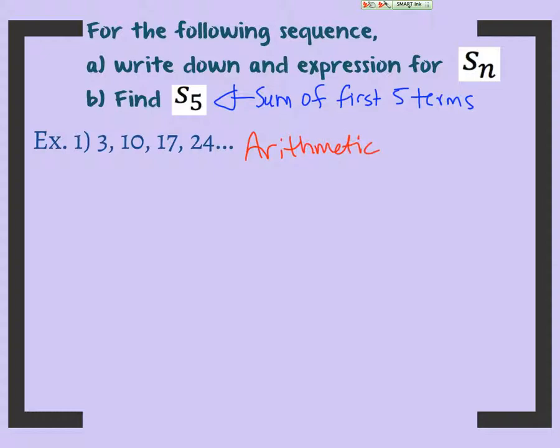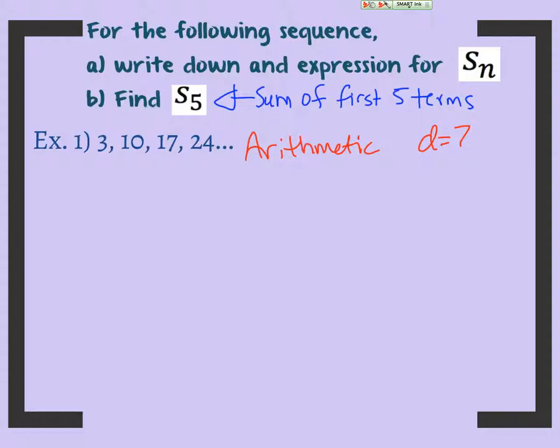So if you're really not sure, you could take a number and subtract the number that comes before it to just check. Okay, so 10 minus 3 is 7, 17 minus 10 is 7, 24 minus 17 is 7. So you could do that to check if you want to. So that is our common difference.